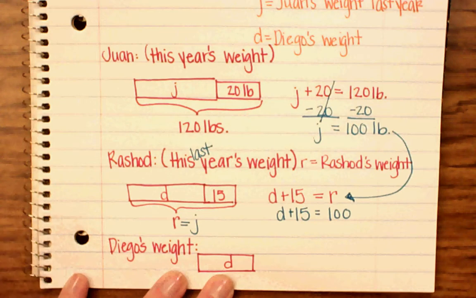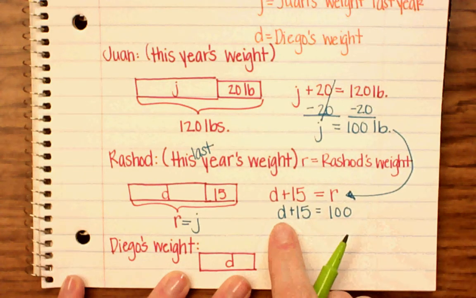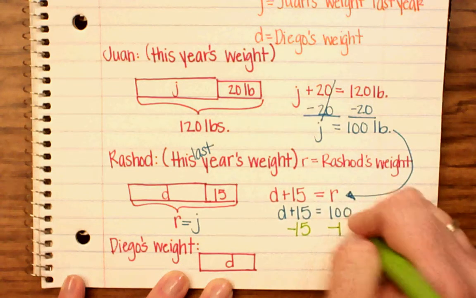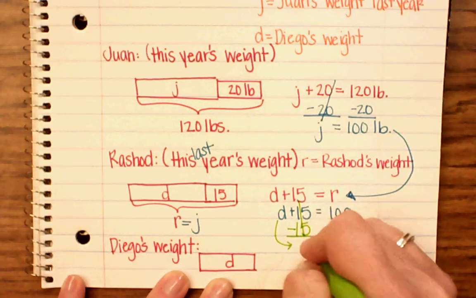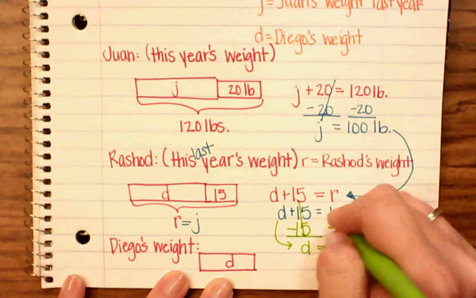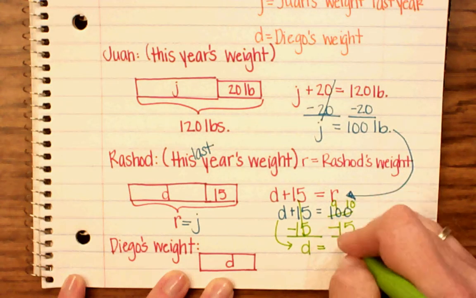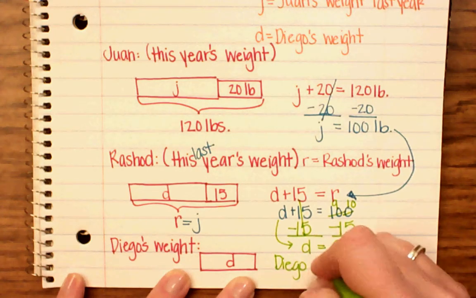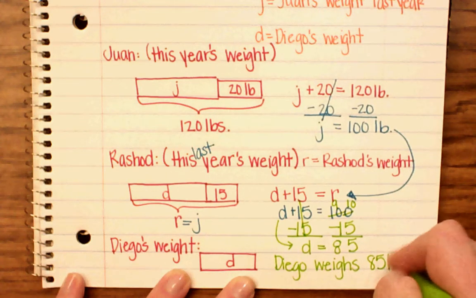I can now do what I did in lesson 25 and get the variable by itself to figure out Diego's weight. So I'm going to subtract 15 on both sides to get D by itself, bringing D down. I can't do that, so let me borrow. 10 minus 5 is 5, 9 minus 1 is 8, so Diego weighs 85 pounds.